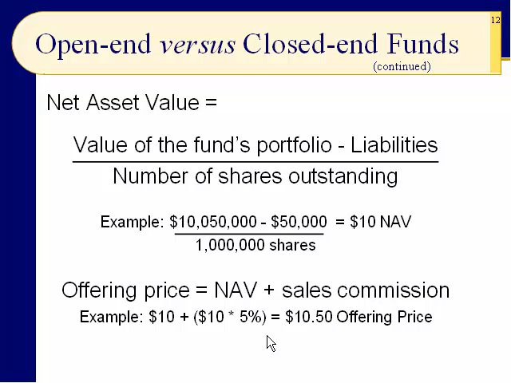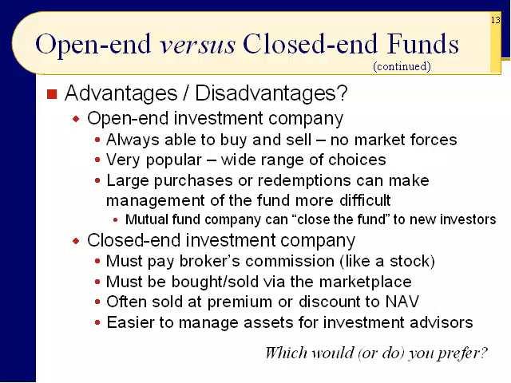And then if the fund has a sales commission, 3, 4, 5%, if you are buying a sales load fund, a load fund, then you would add 5%. $10 times 5% is 50 cents, and we'd have an offering price of $10.50. Again, you don't have to do those calculations. They're done for you.